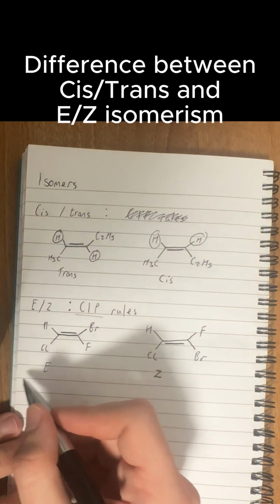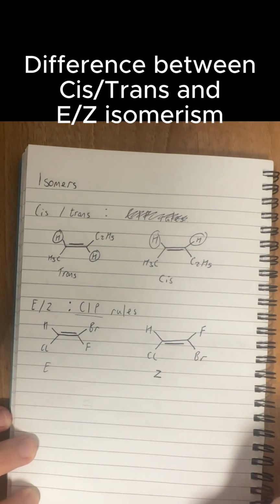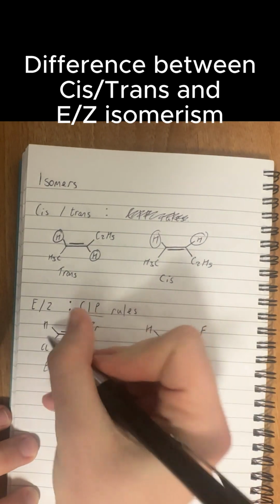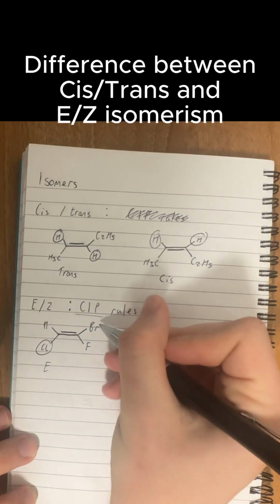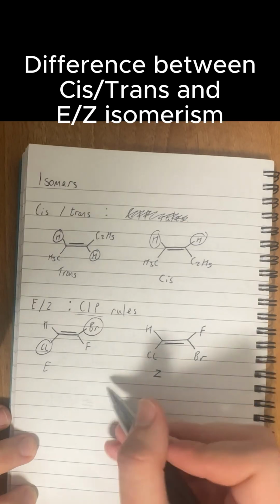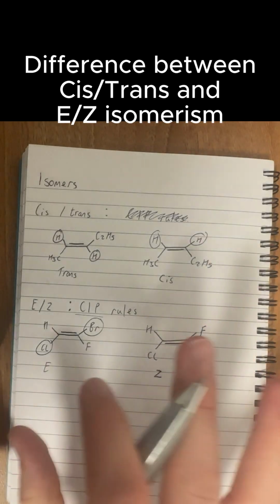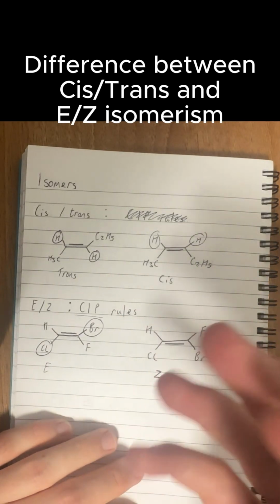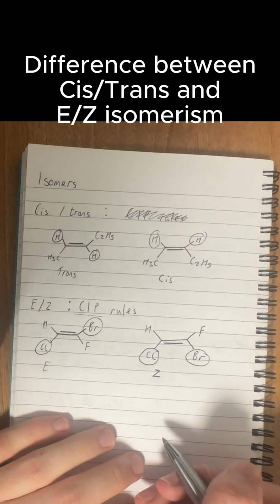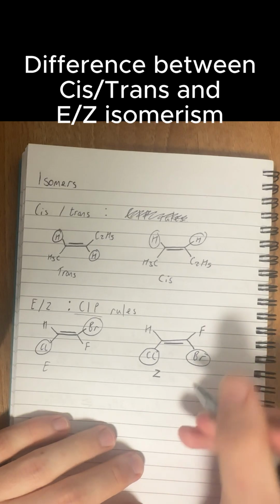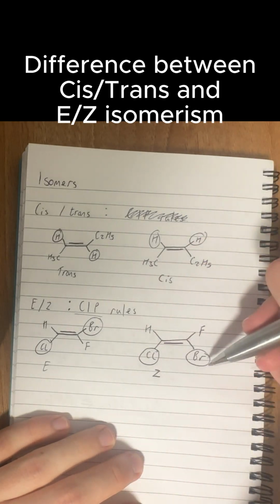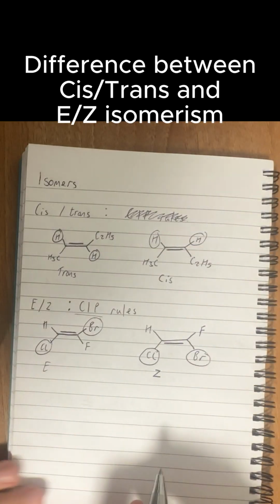E is opposite. It comes from the German word entgegen, which just means opposite. This is the higher priority group, Cl. This is also higher priority. Br is higher than F. And this one, Z, zusammen, a good mnemonic is to say same side. So it's the same side here as the double bond. Same means the same way. Not these two, but these two, pointing the same way. Hopefully that helps.